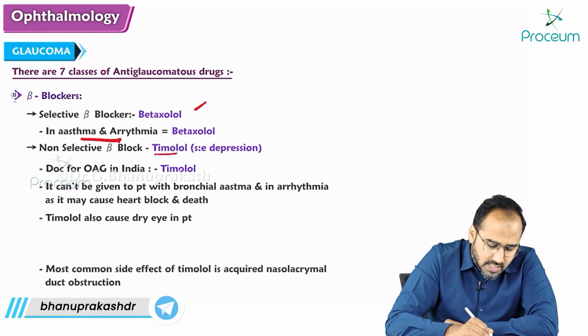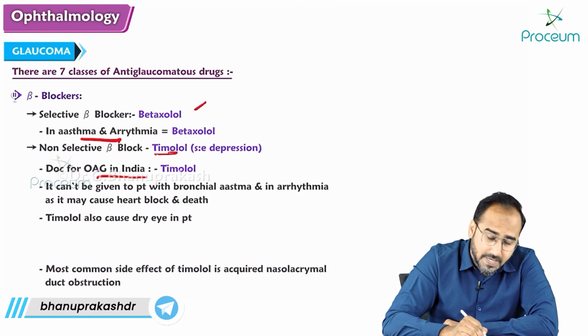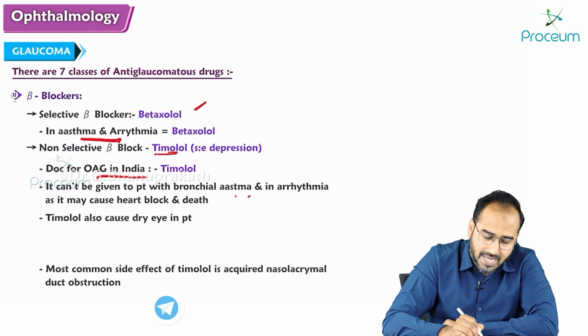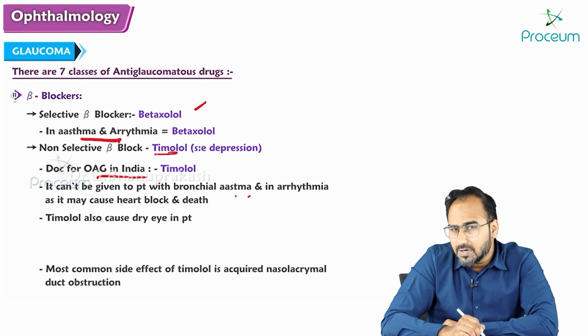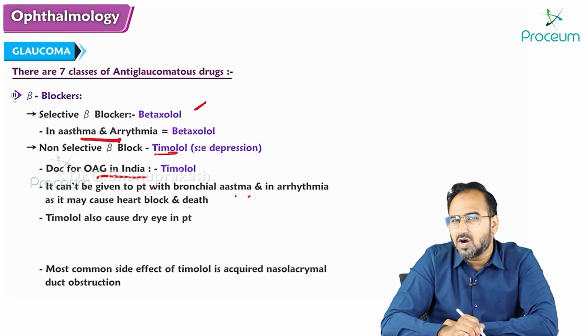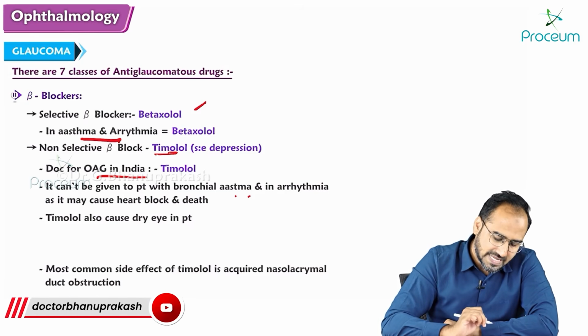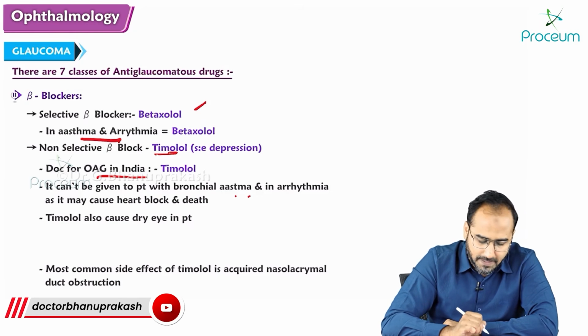Non-selective is what, guys? Timolol. It is a drug of choice for open angle glaucoma in India. It can't be given in a patient with bronchial asthma and arrhythmias. Why in bronchial asthma? Because in bronchial asthma the beta 2 activity is already blocked. And in arrhythmias, if you give timolol, what will happen? Heart block and death can happen.